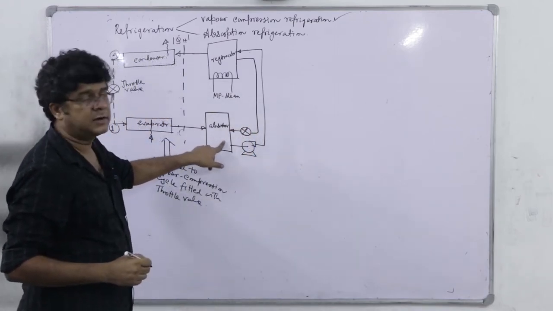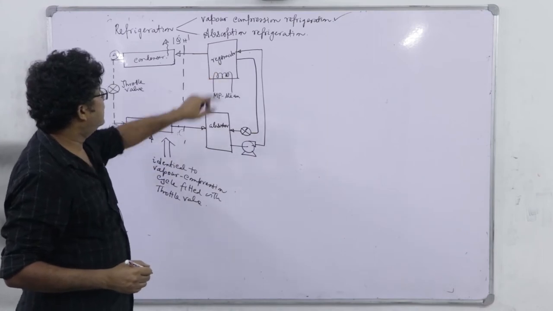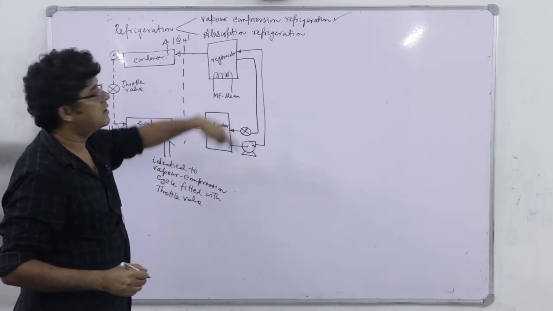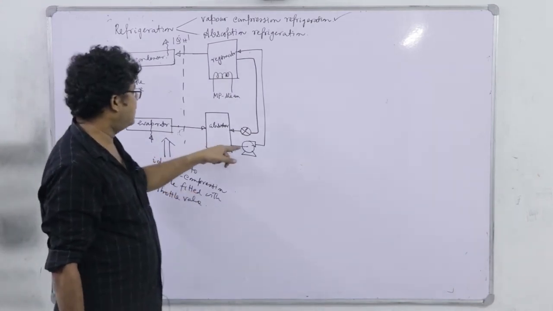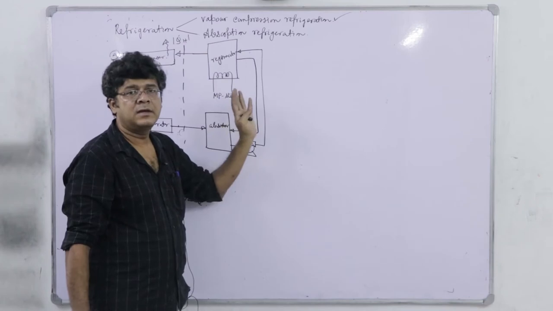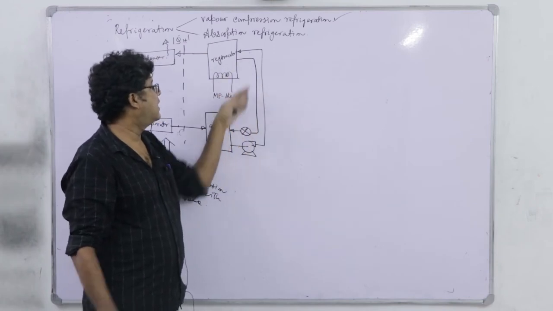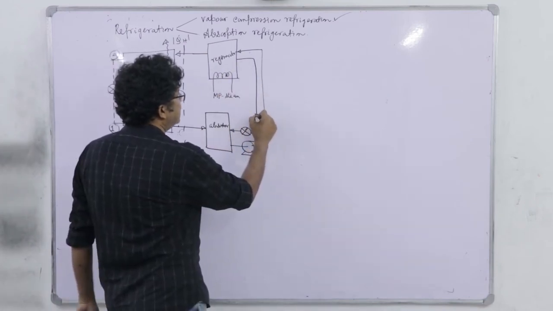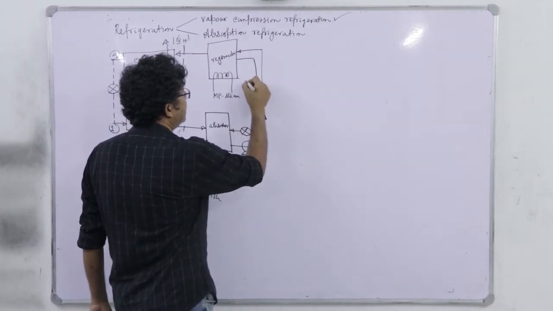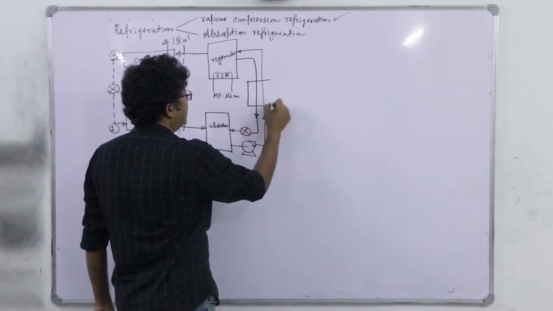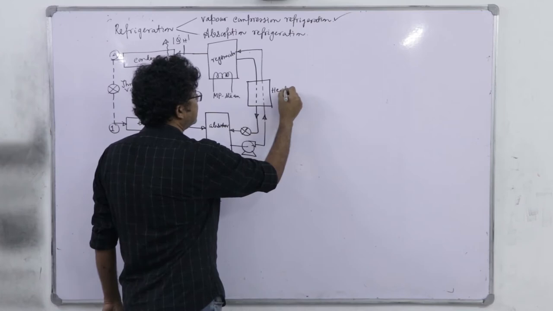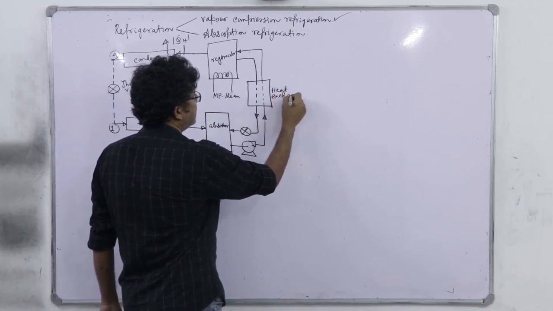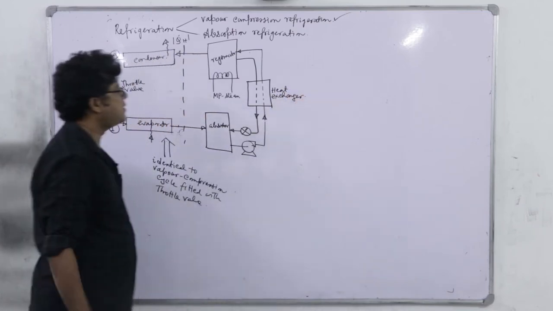Now, this is at low temperature, whereas this regenerated liquid is at high temperature. So, this stream which we are pumping is favored if it is heated, and this is to be cooled. So, we simply fix a heat exchanger here.